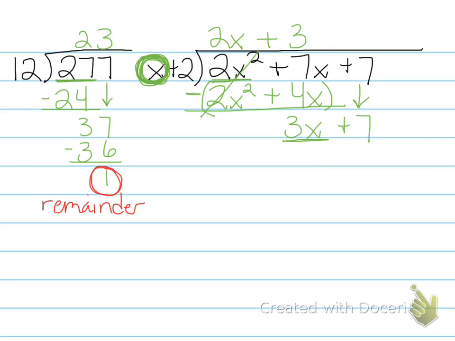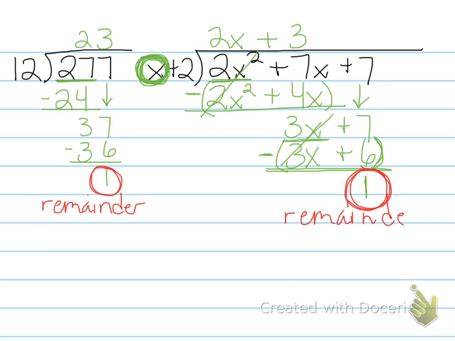Then I'm going to multiply 3 times my divisor, all of the x plus 2. 3 times x is 3x, and 3 times 2 is 6. Then again, just like before in the long division process, I'm going to subtract that product of 3x plus 6. So 3x minus 3x cancels, and 7 minus 6 leaves a remainder of 1, because I don't have any other numbers to bring down, so I cannot simplify any further.